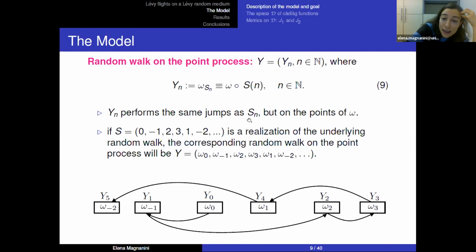So again, we can look at this example. If a realization of the underlying random walk is 0, minus 1, 2, and so on, the corresponding random walk on the point process Y will be omega 0, omega minus 1, omega 2, and so on. So again, we start from the target, from the origin omega zero, then we move to the target labeled by minus one here, and then we move to the target labeled by two and so on. Okay, this is the random walk on the point process.